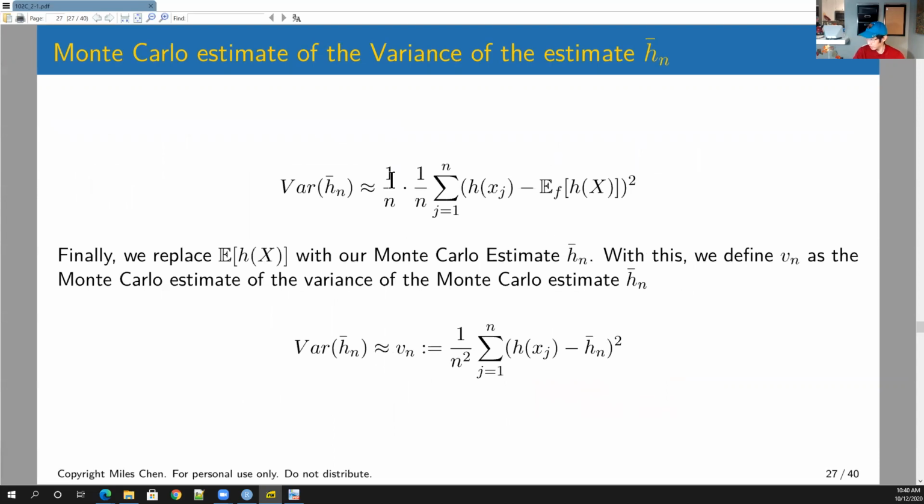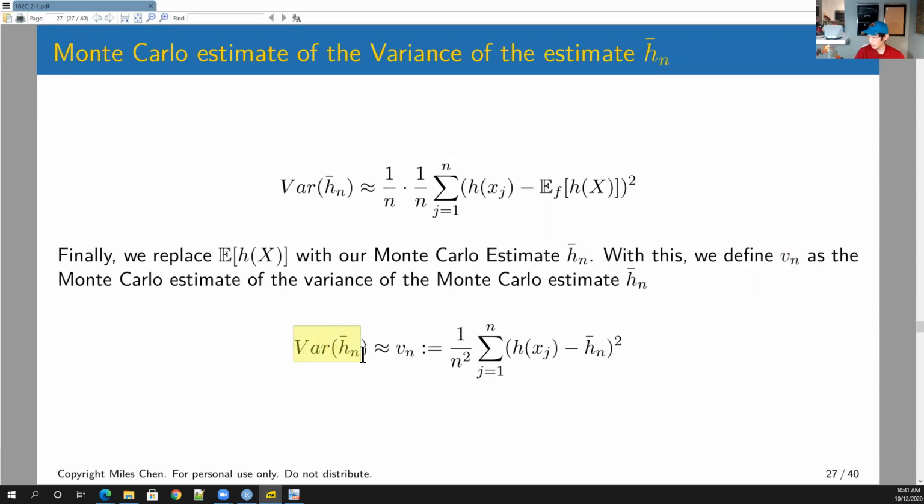Well, so we've got this, and we are going to replace this quantity, again, which is unknown to us. We're going to just replace that with h bar sub n. And so with this, we're going to call v sub n kind of the Monte Carlo estimate of the variance.